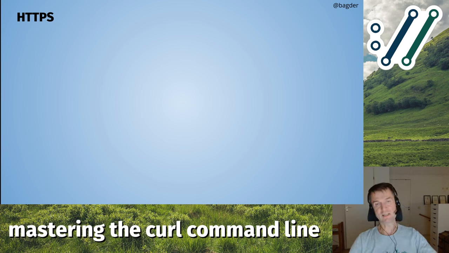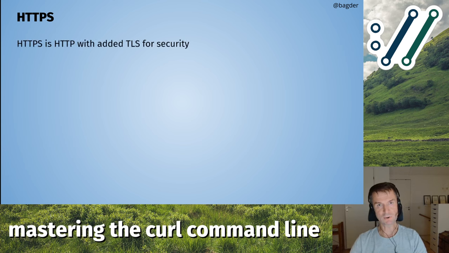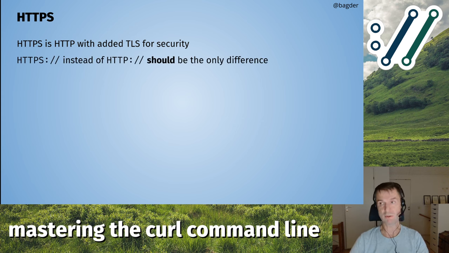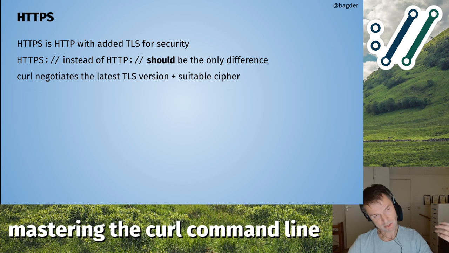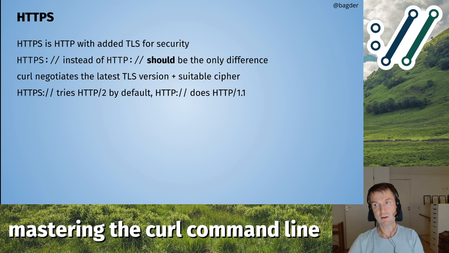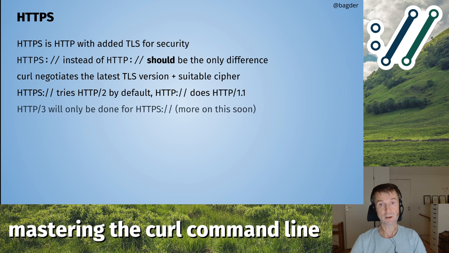And of course, I mentioned TLS 24 bazillion times in this talk already, but HTTPS is HTTP with TLS for security, right? So there's really no difference in use, typically. You just add that S and you have TLS and everything is fine and dandy. It'll automatically negotiate whatever for you and even try HTTP2 by default if it can. It'll sort of ask the server if it can. If it doesn't, it'll stick to 1.1. And HTTP3, the newest version of HTTP, will only ever be done over HTTPS, because there is no clear text version of HTTP3.